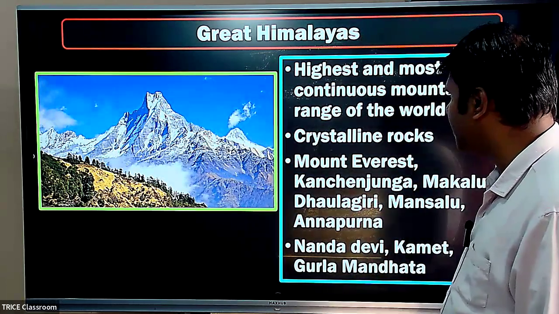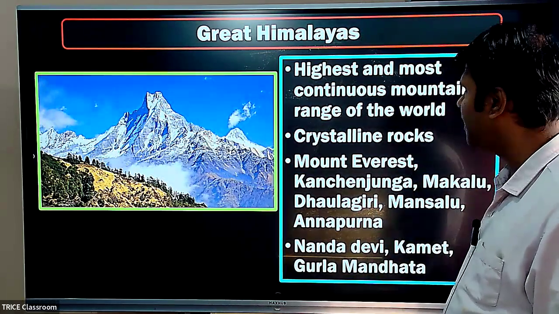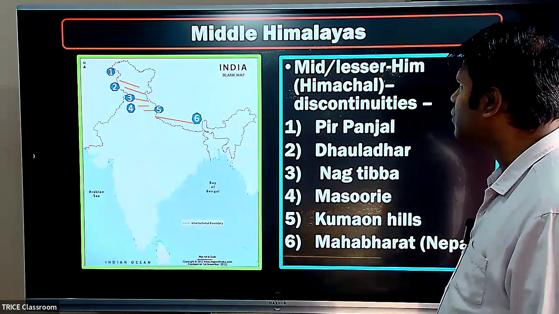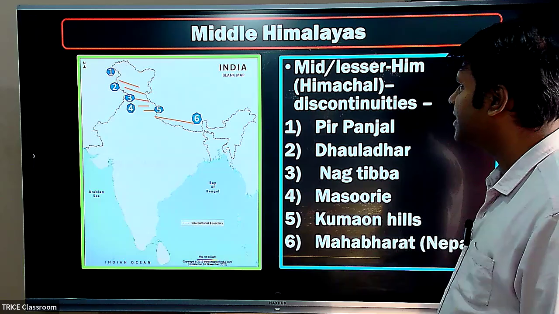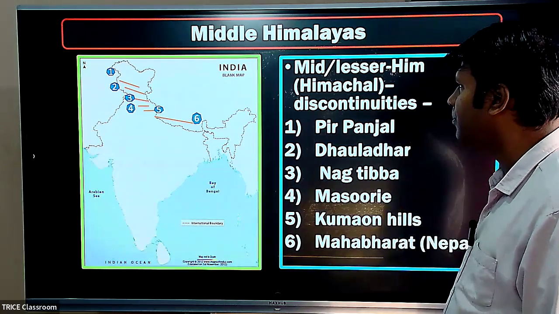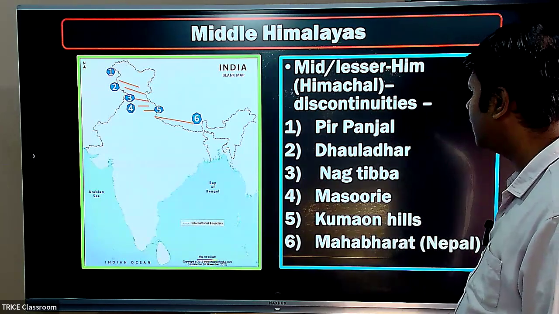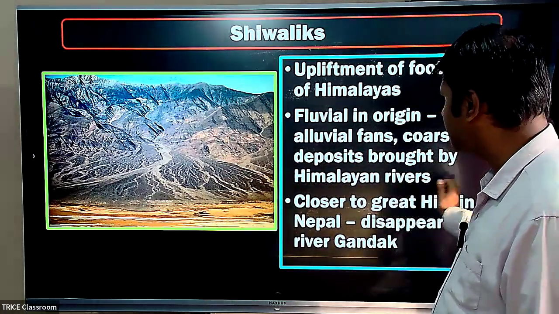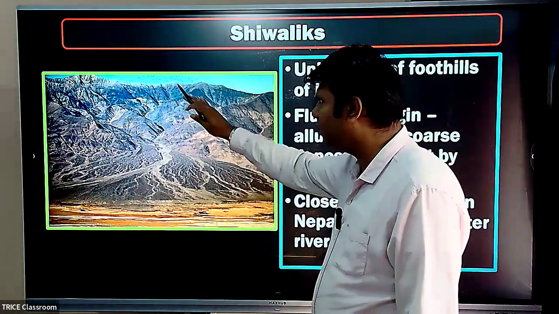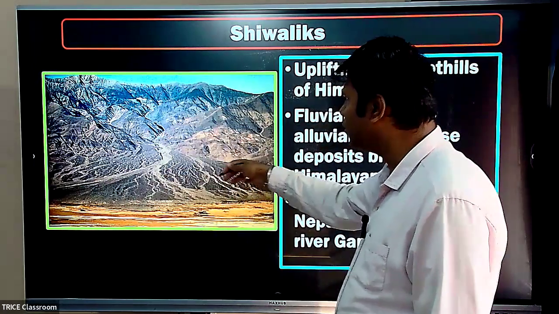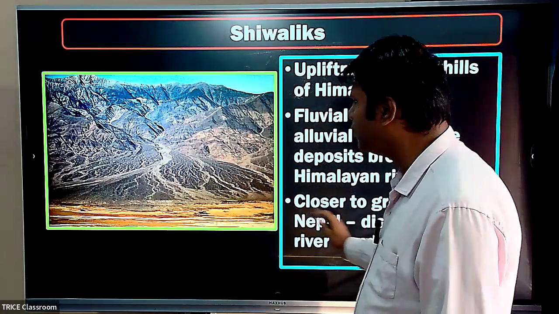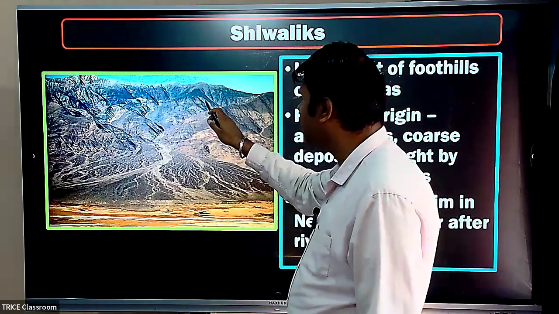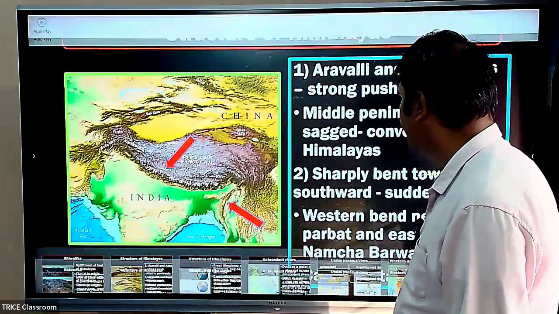We've also understood the important ranges in the Great Himalayan region: Mount Everest, Kanchenjunga, Makalu, Dhaulagiri, Manaslu, etc. Then we also understood that the Middle Himalayan range is basically not a continuous range. We looked at important mountains like Pir Panjal, Dhauladhar, Nag Tibba, Mussoorie, Kumaon Hills, and the Mahabharat range, right? So the deposits of the Himalayas finally got uplifted. That's how you see Shivaliks. Shivaliks are mountains. These are the foothills of the Himalayas: the Greater Himalaya, the Middle Himalaya, and the Shivaliks, right?